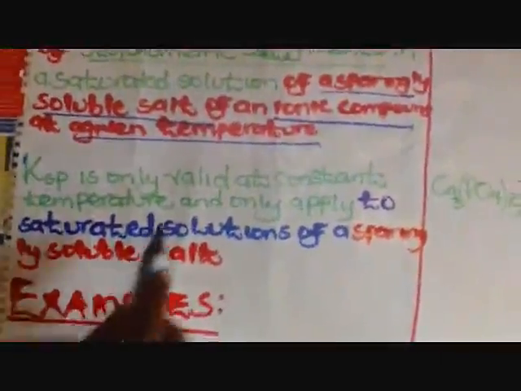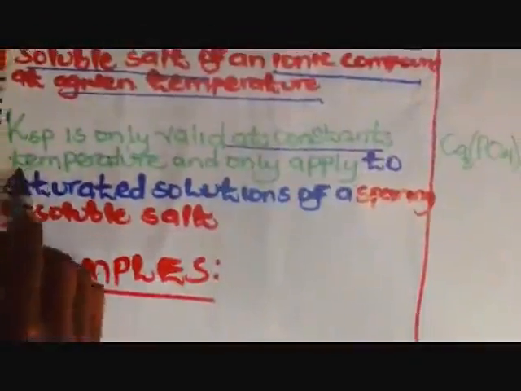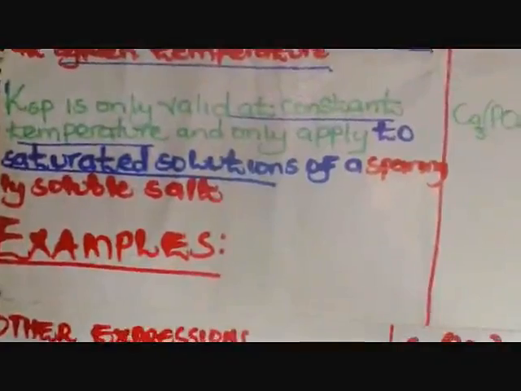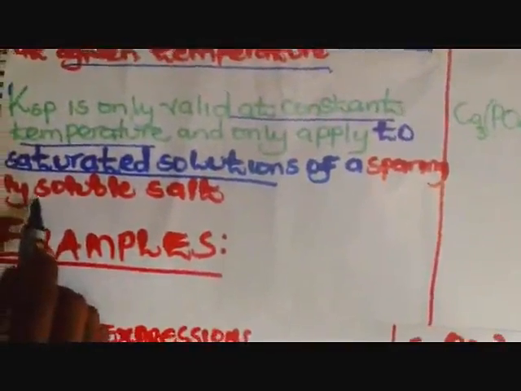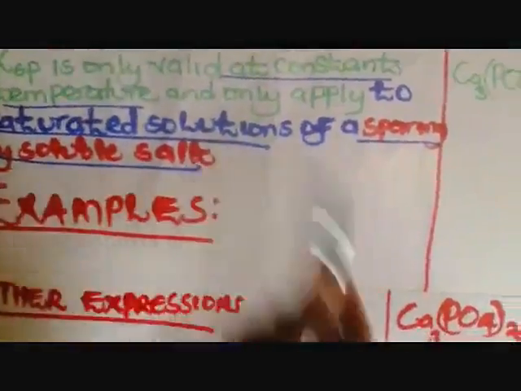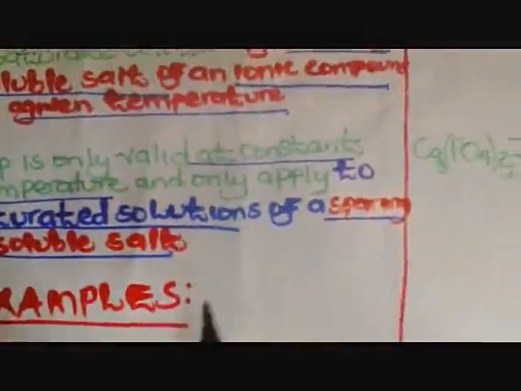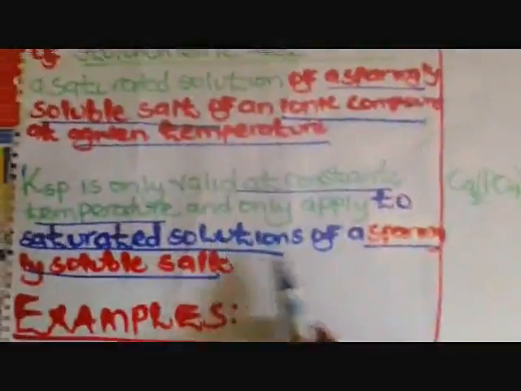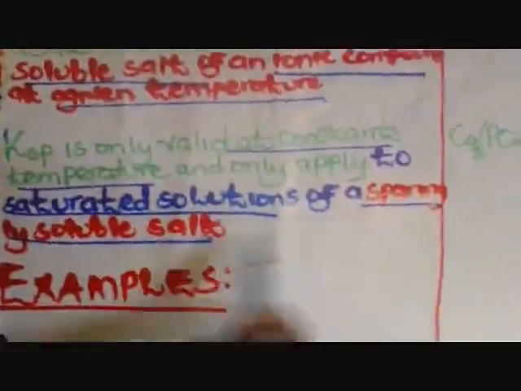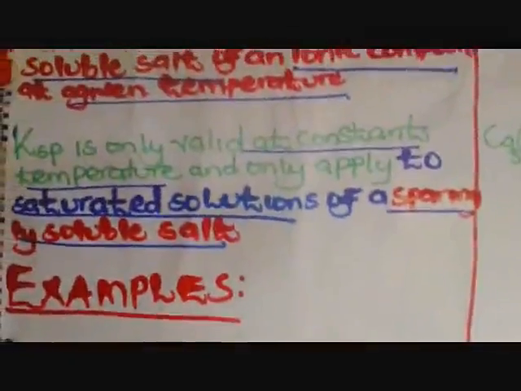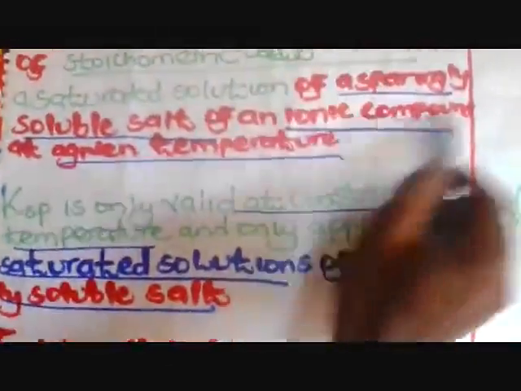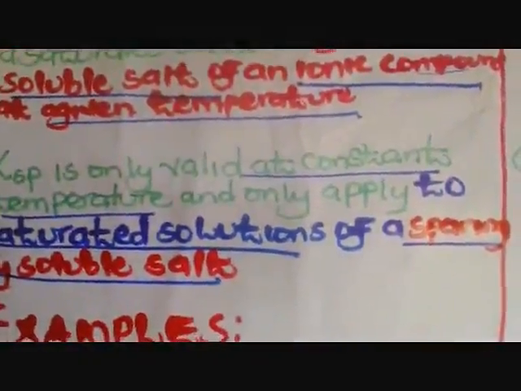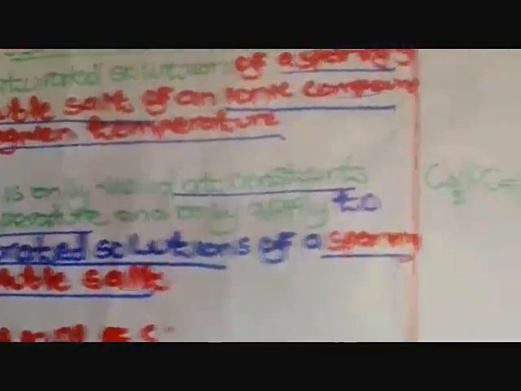So that one is only valid if it is being done at constant temperature, and only applies to solutions that are saturated, as well as the salt being sparingly soluble. So they can ask you, when does the KSP become valid? You mention the constant temperature, then the saturated solution, and the salt being sparingly soluble. Remember, in the definition, sparingly soluble must appear, temperature must appear, and the compound being ionic. Now, let us look at some examples of the KSP.